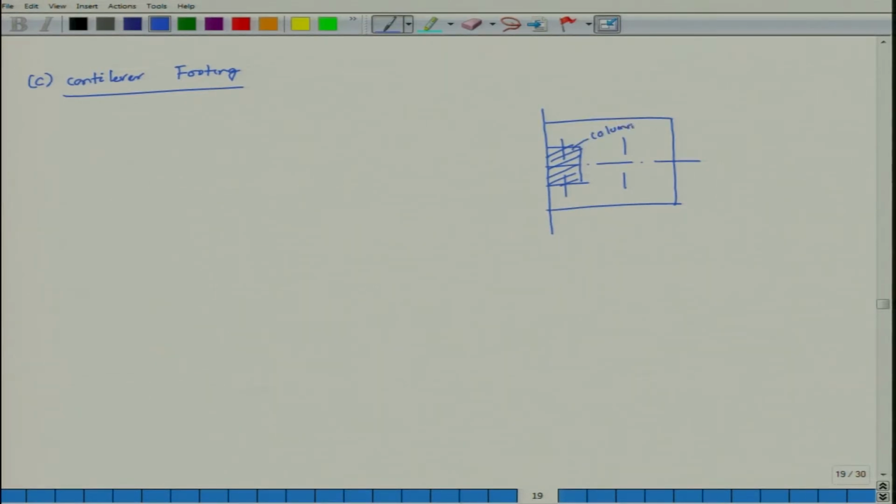There is a column and this is your footing. I can say this is my plan, and this is your original, and it will be redistributed.